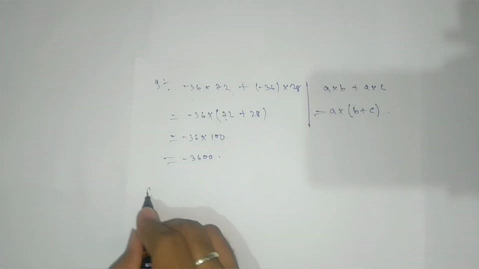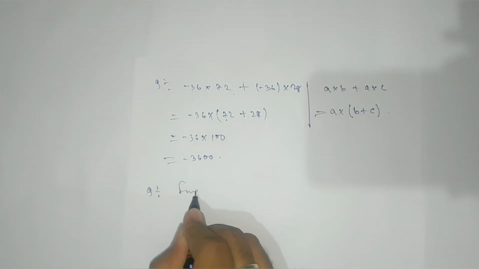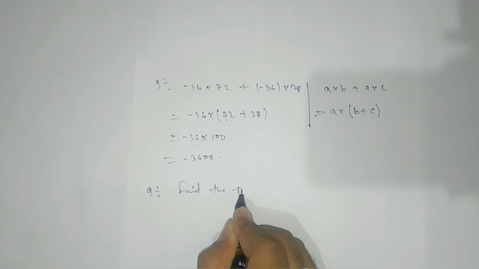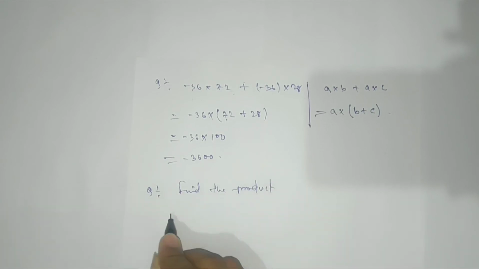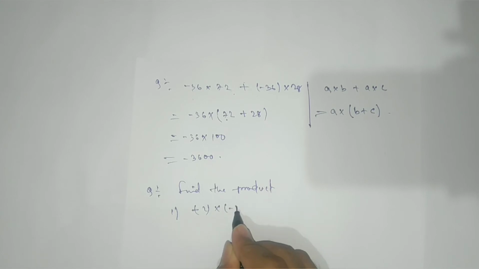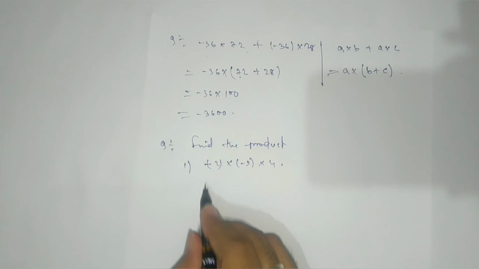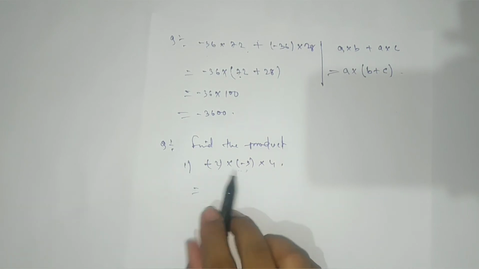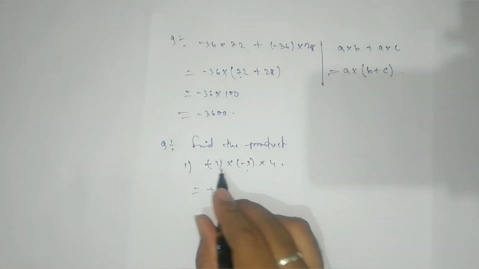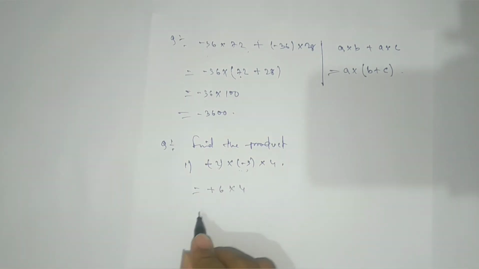Now another problem would be there in the exercise, like find the product. It will be written as find the product. So the product will be given, so the question would be like this, like -2 into -3 into 4. This question will be given. So what we're going to do, first we'll multiply these two, minus minus will be plus, so 2 threes are 6, into 4. So here we are getting 24.